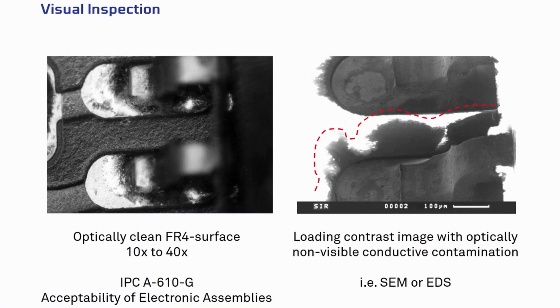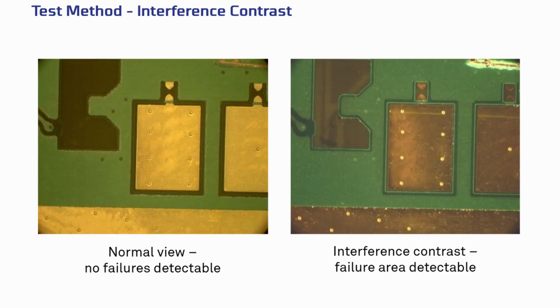Among the standardized test methods, we could start with the visual inspection based on the IPC standard A610. We can make use of a standard microscope with 10x up to 40x magnification. Now, if there are any invisible residues, then we can utilize scanning electron microscopy as well as energy dispersive spectroscopy, which could also be combined with Nomarski interference contrast microscopy.